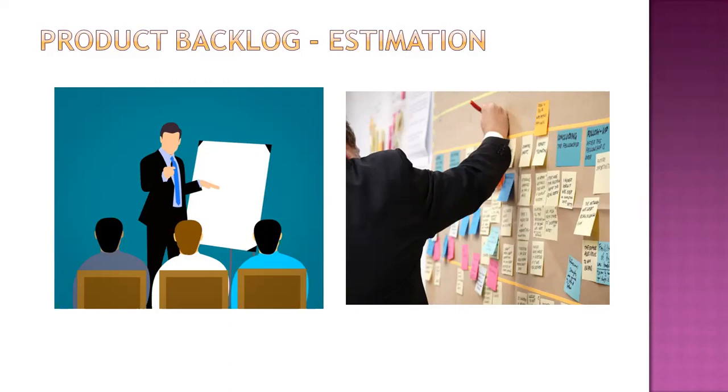There are 2 features. One is basic search, which has 5 stories. And there is one more feature, which is called advanced search, which is taking around 10 stories. Now, those are all estimated, and are available in the product backlog. Basic search is going to take 2 sprints. Advanced search is going to take an extra 3 sprints.